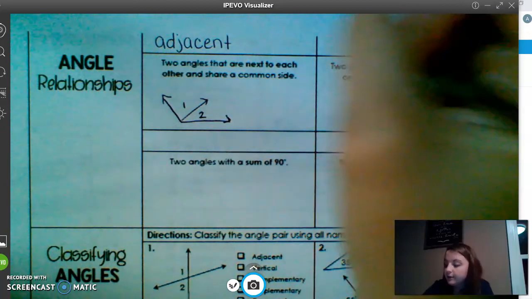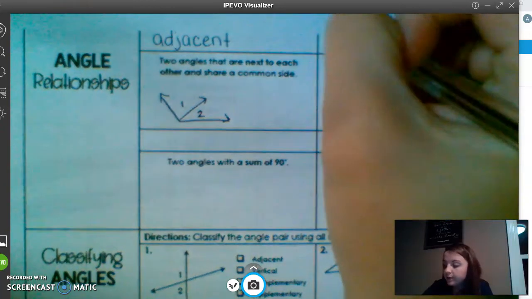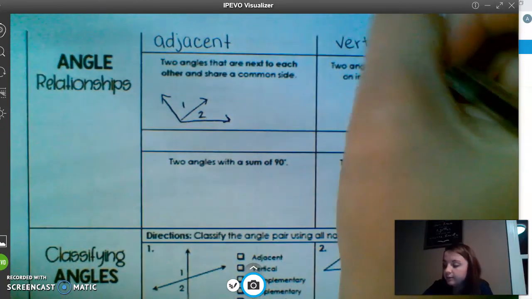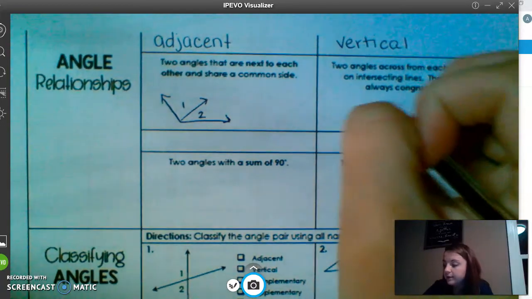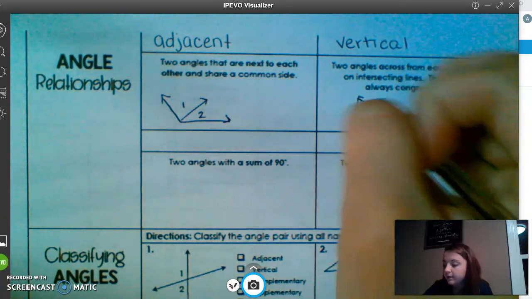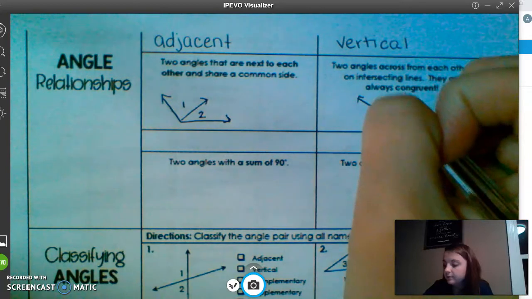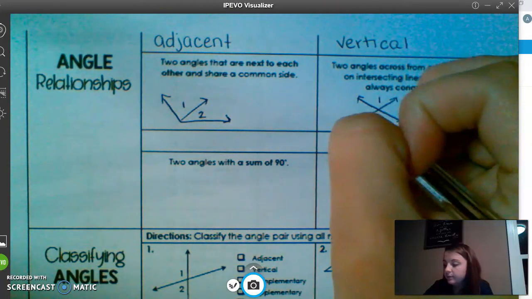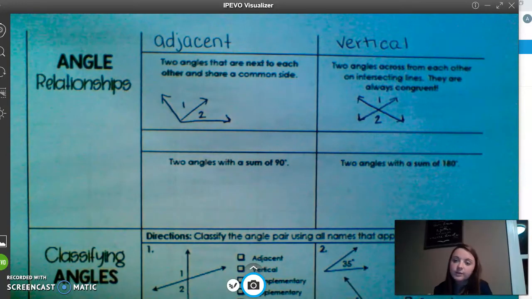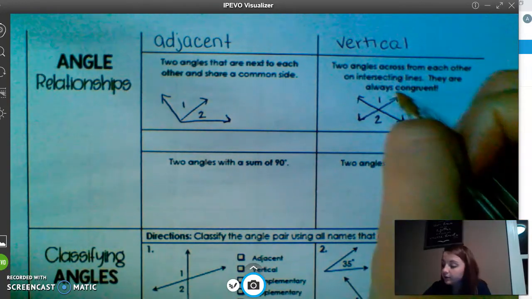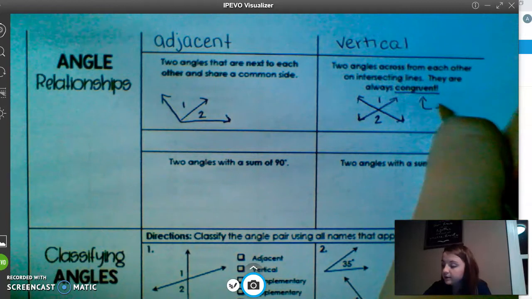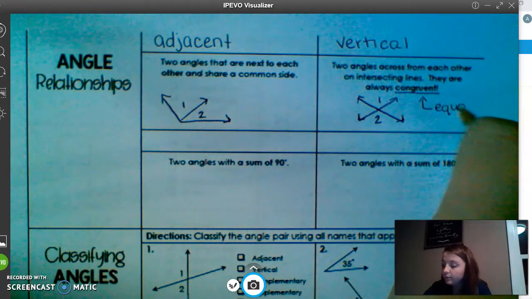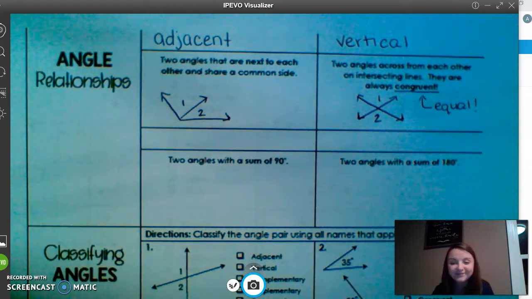Okay, the next one says two angles across from each other on intersecting lines, they're always congruent. Those are your vertical angles. Remember, they're directly across from each other. So that would be something like this. Angle 1, angle 2. Directly across from each other, and they're always congruent. And congruent means equal. That will be important again tomorrow.